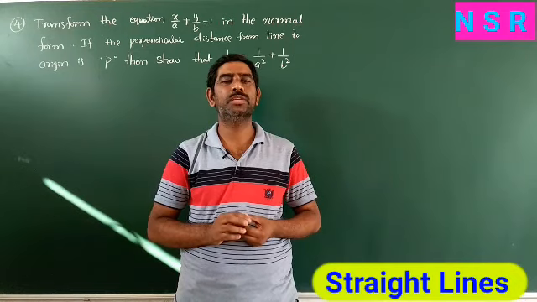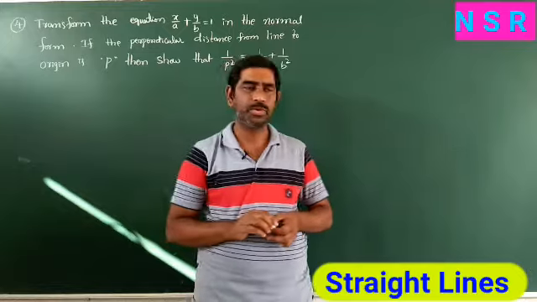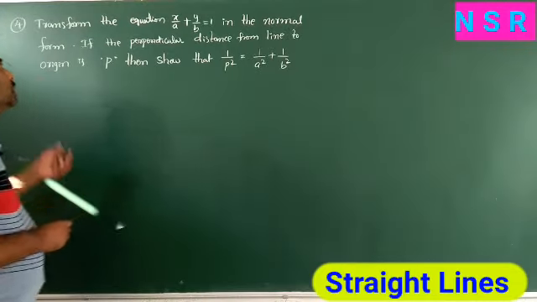This is the 11th session of Straight Line for Junior Inter students. In this session also we are going to solve some 4 marks questions. So the next 4 marks question is question number 4.